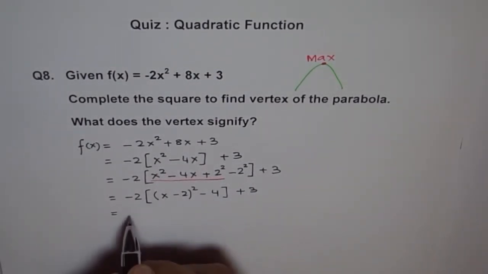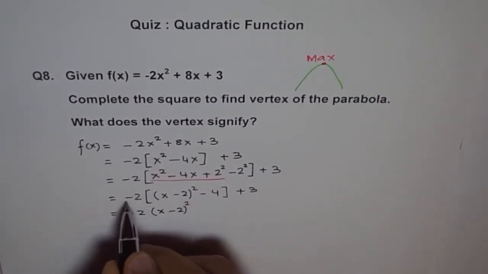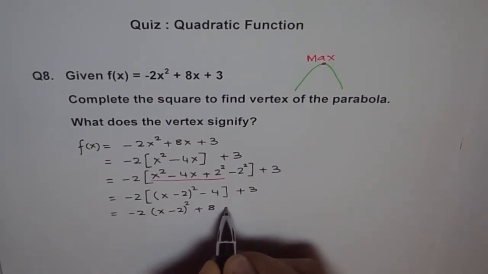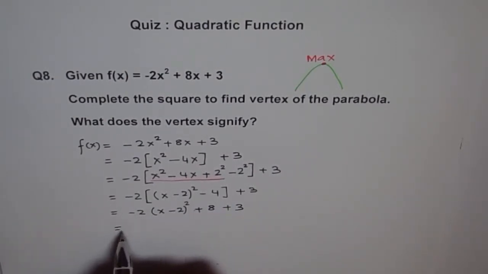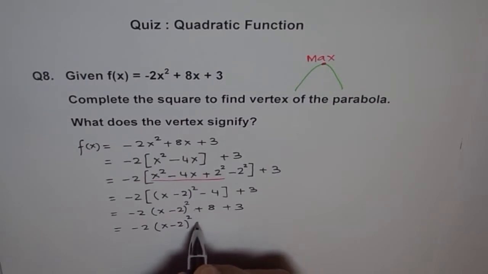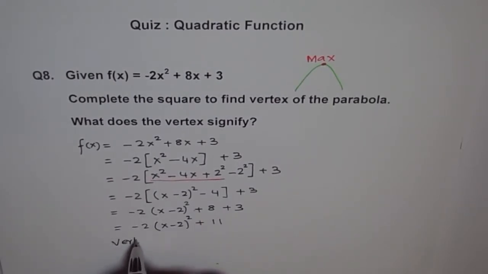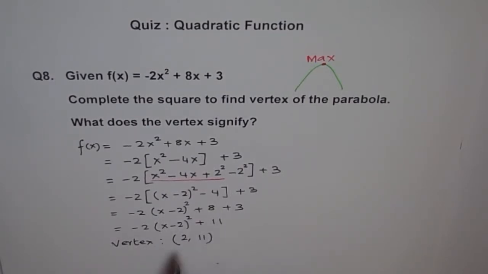Let's open this bracket. Then we get minus 2 times x minus 2 whole squared, and minus times minus becomes plus. 4 times 2 is 8, plus 3. And with this we get closer to the final answer, which is 8 plus 3, 11, correct? So now from here, what is the vertex? So the vertex is (2, 11). Do you see that? So anything which makes this 0, that value of x and the y value is right here, right? So that is our vertex.